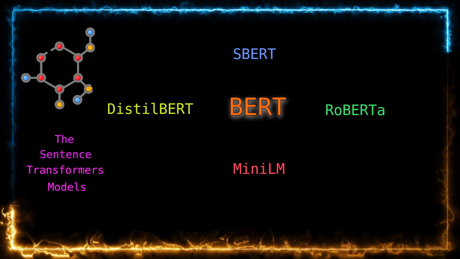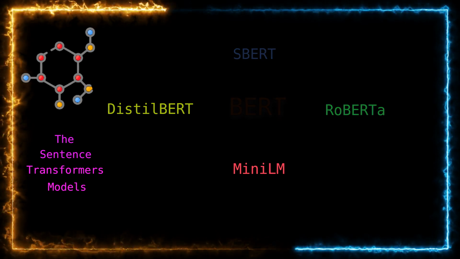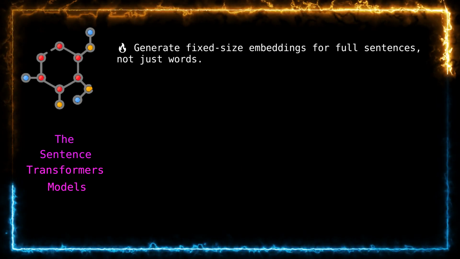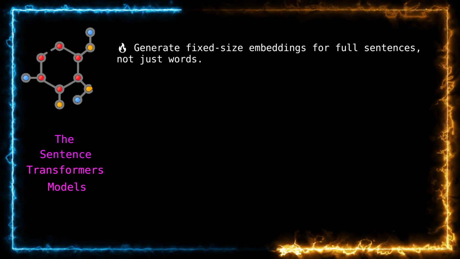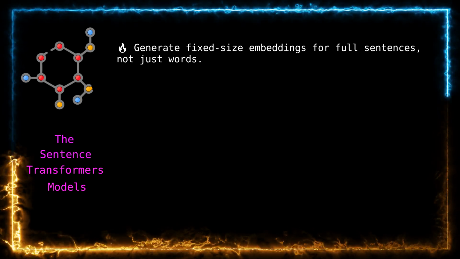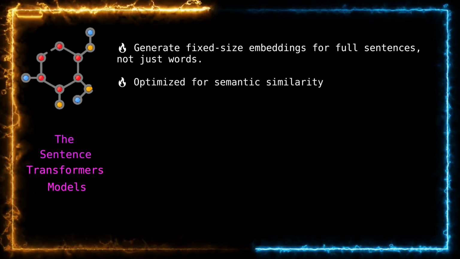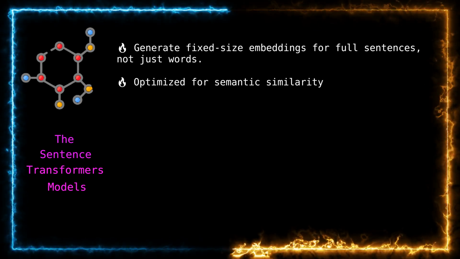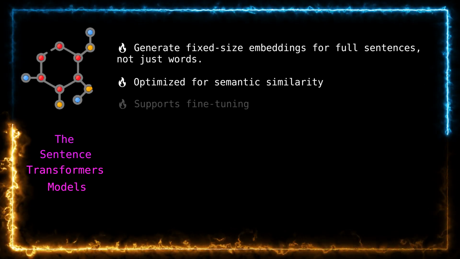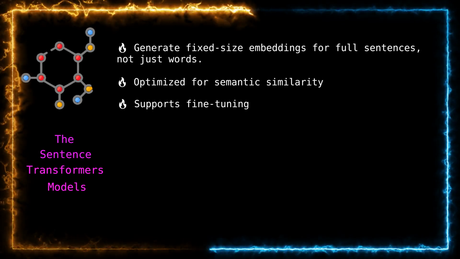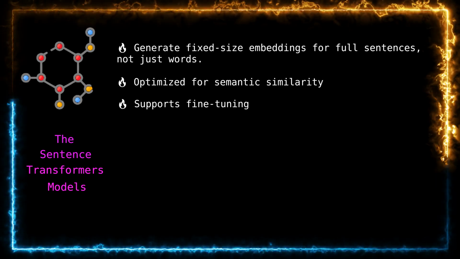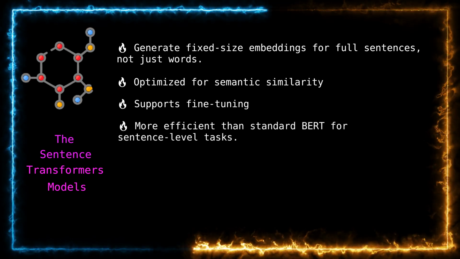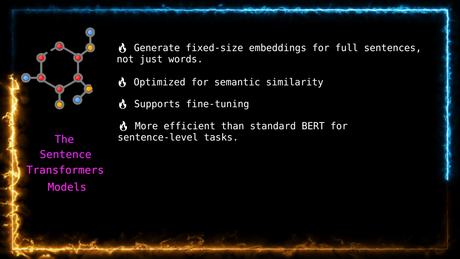Here's what makes that family so powerful. Sentence transformers generate fixed-size embeddings for full sentences, not just words. Optimized for semantic similarity, they are useful for search, question answering, and summarization. They support fine-tuning for domain-specific applications, and are more efficient than standard BERT for sentence-level tasks.